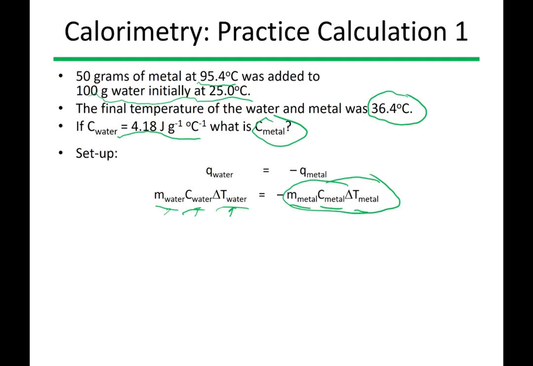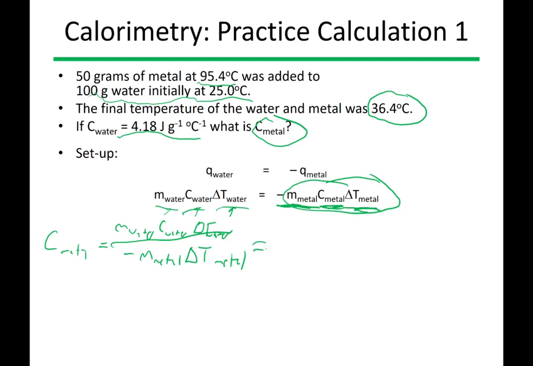Okay, so we know that we're trying to find the heat capacity of the metal, so let's start by just solving this for C metal. So to do this, we'll divide both sides by the negative M metal by negative delta T. So we get the heat capacity of the metal is going to be equal to the mass of the water times the heat capacity of the water times the delta T of the water divided by negative the mass of the metal times the delta T of the metal.